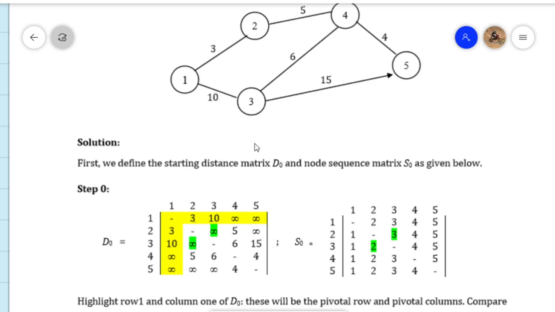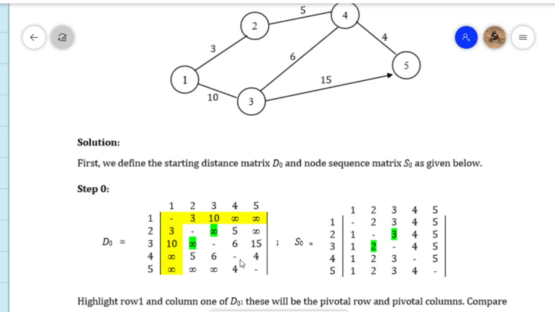1 to 4, but if we refer to the network, there is no direct arc or direct branch from 1 to 4. So initially, we shall assume that the distance is infinite. So we put an infinity sign for the entry in the first row, fourth column. The same is true for first row, fifth column, because there is no direct branch from 1 to 5, and so on. So we do the same for the rest of the entries in the matrix.